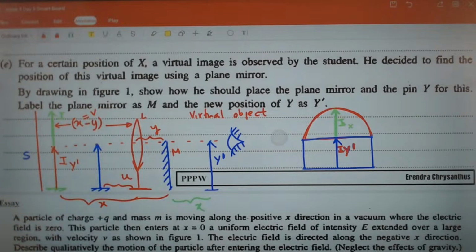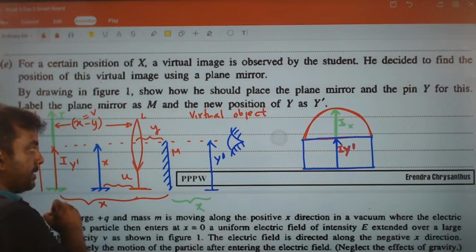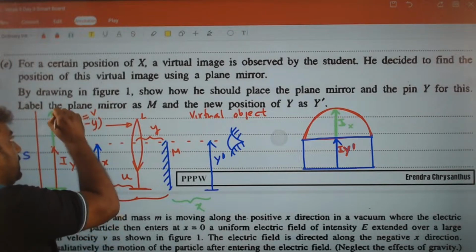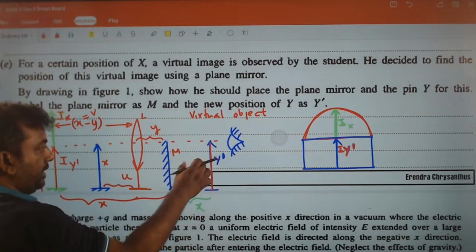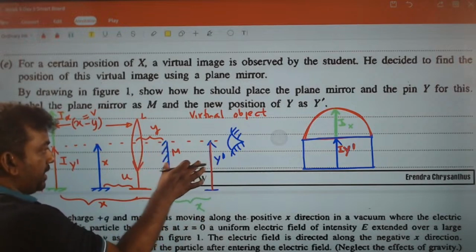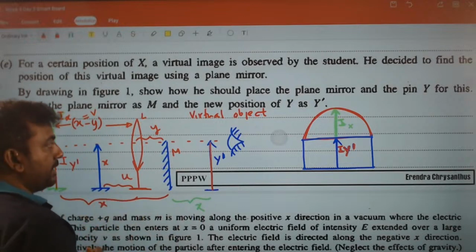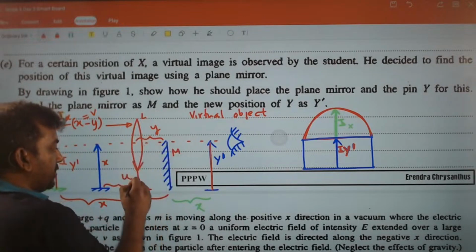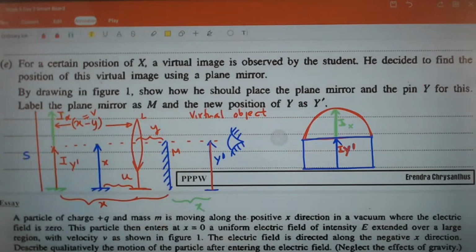So you can write it. If I keep a pin X, the image of X is here. Keep a pin Y in front of the mirror. The virtual object is in the mirror. Object distance equals image distance. This is X. I am drawing it slowly. The gap between the mirror and the lens is Y, so this is X minus Y. Image distance found, object distance found. You can find the focal length.